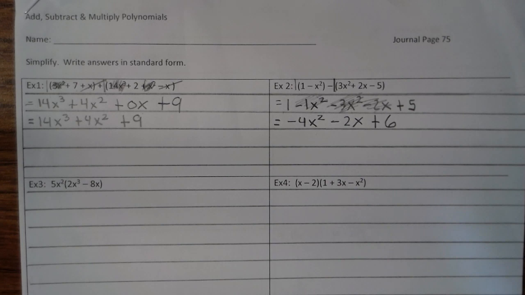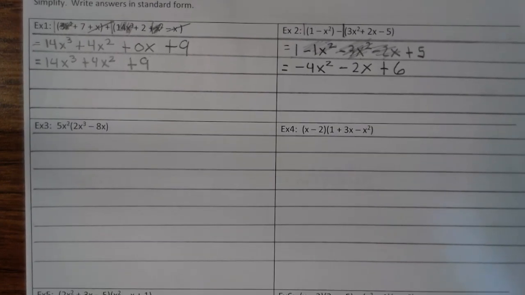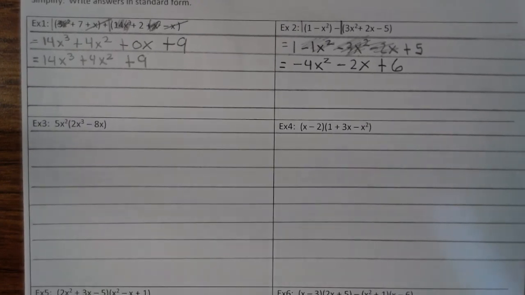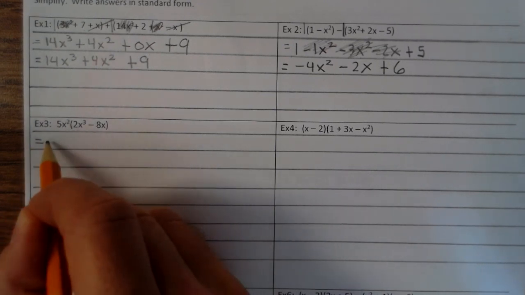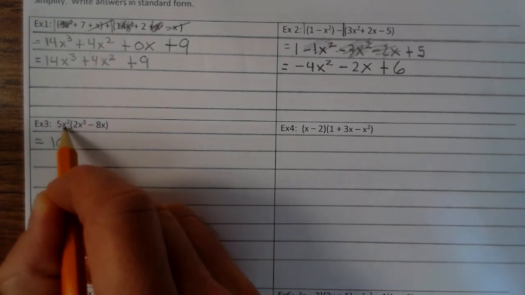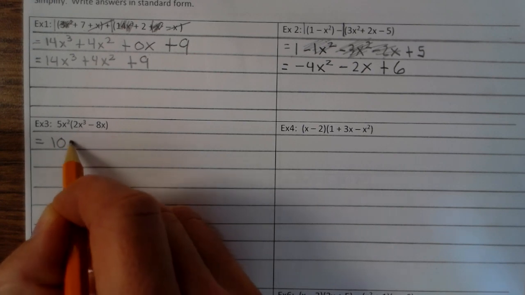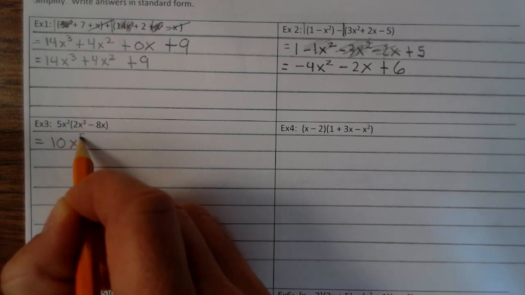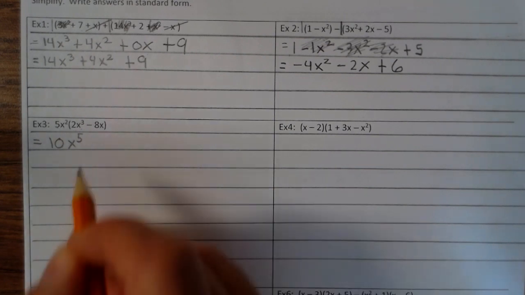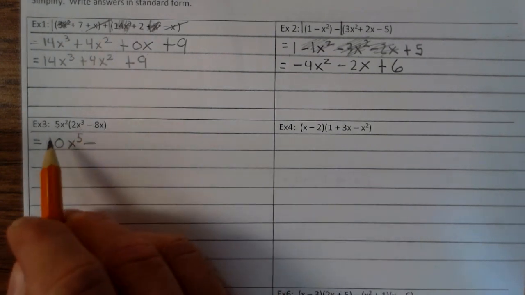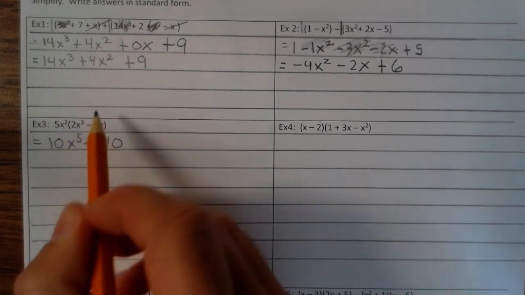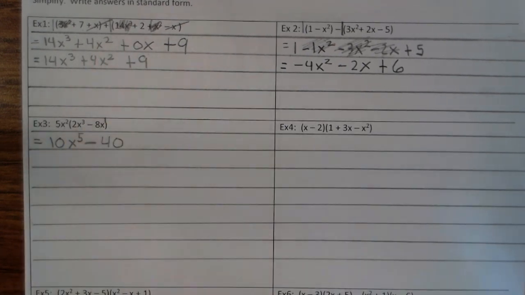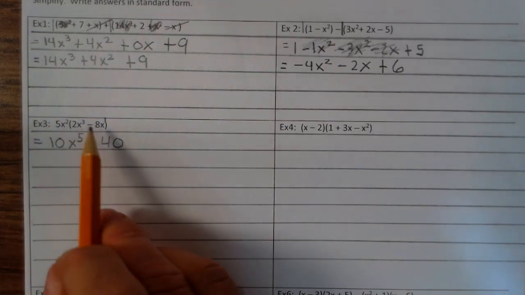Okay. All right, let's take a look at example 3. So here we're going to distribute the 5x squared. Well, 5 times 2 is 10. X squared times x cubed is x to the 5th. When you multiply exponents, you add them. So 2 plus 3 is 5. Minus 5 times 8 is 40. And then this is to the first power if there's not an exponent. So x squared times x is x to the third power.